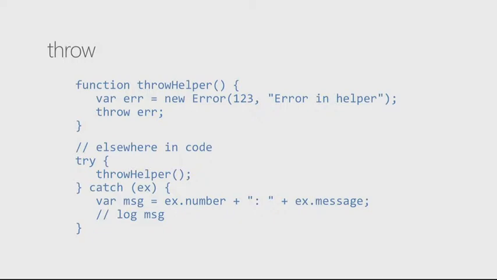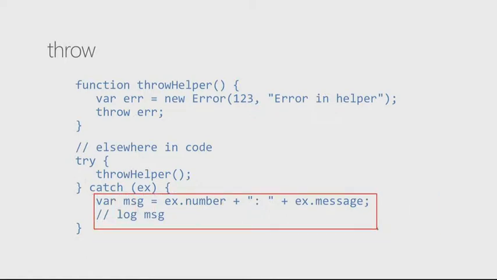So elsewhere in the code, if I try to use this throw helper and I put it in a try-catch block as I'm doing down below, then what that means is I will have the ability to catch it. So this is what it's going to do. It's going to say, all right, let's go ahead and grab a consolidated message by concatenating whatever the number was, as well as the message, and then we'll log it somewhere. So that's a classic use of what you might do inside of a catch block: notify or log somewhere what happened.